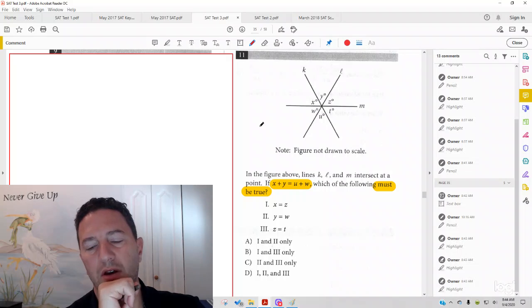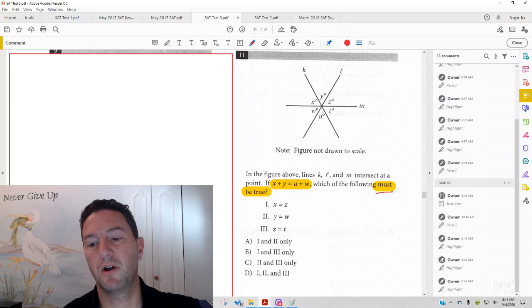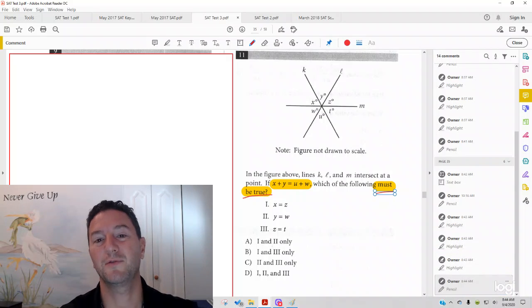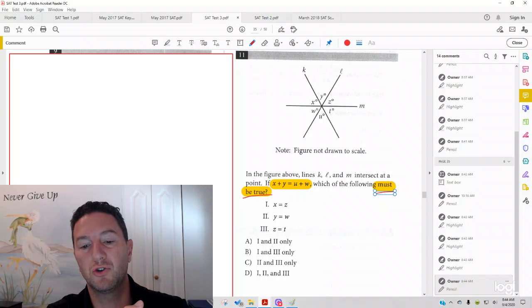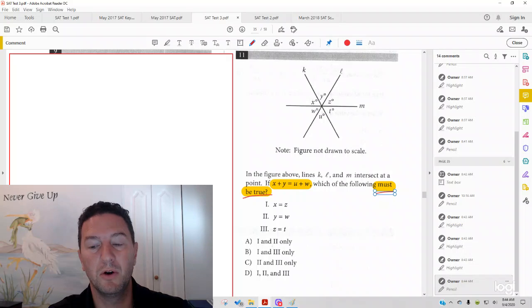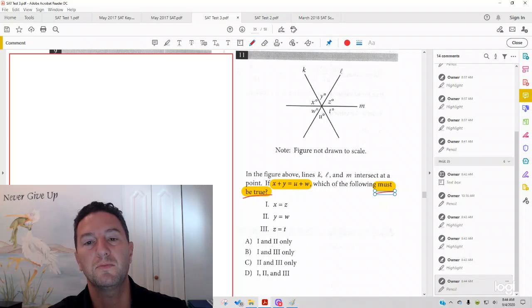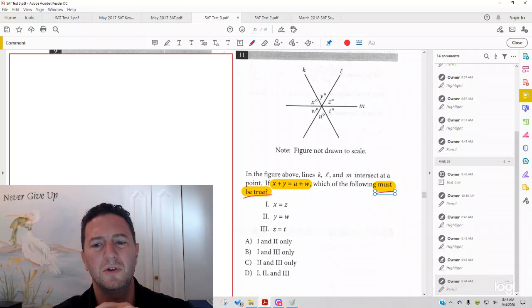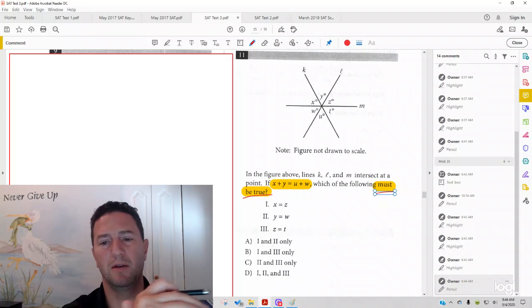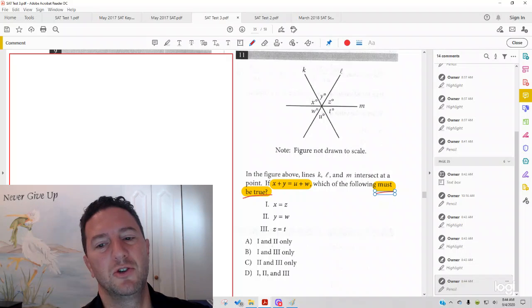One thing that you might know, and by the way, this is a must-be problem. So it's different than a could-be problem. If it could be true, all of these angles could be equal, but which of them must be equal? So for a must-be problem, if you're between answer choices, if let's say you pick numbers or something like that, then you want to say, hey, could I disprove either of these answer choices? So we want to keep in mind that it is a must-be problem. So let's see what must be true.